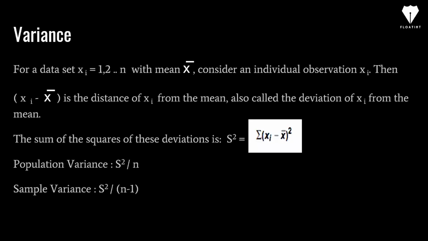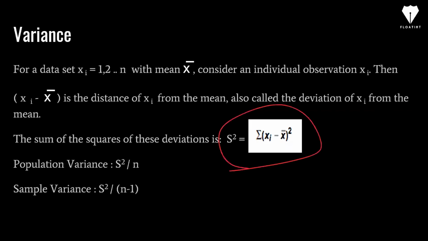Now we will talk about the measures of spread. So how spread out is your data set? What are the various range of values that are present in your data set? For this, the first one is variance. So how do we calculate the variance?